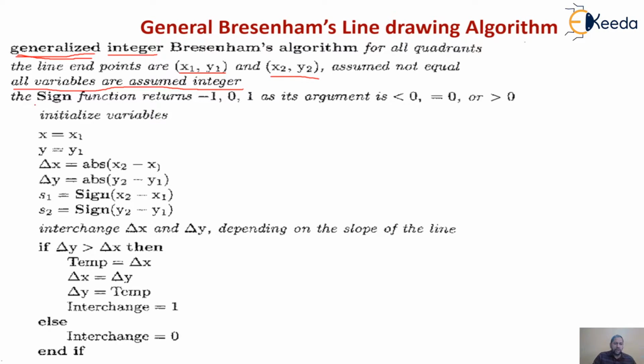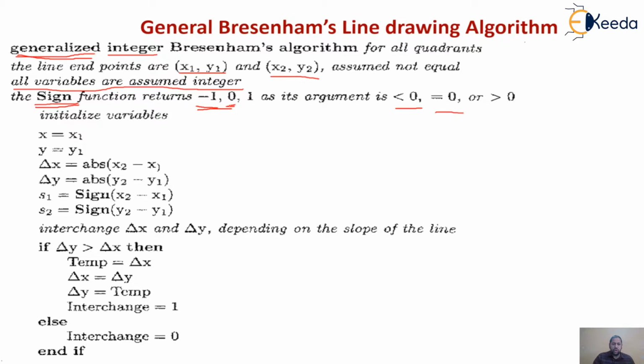Then we have the sign function, and this sign function is going to return -1 if the value passed to this function is less than 0. So if it is negative, it will return -1. It indicates that I have to decrement the value by 1. If it is equal to 0, it returns 0.